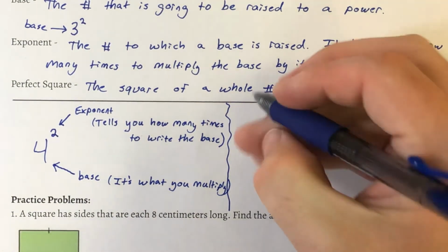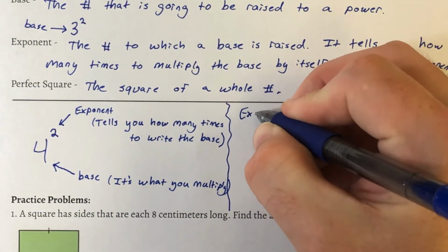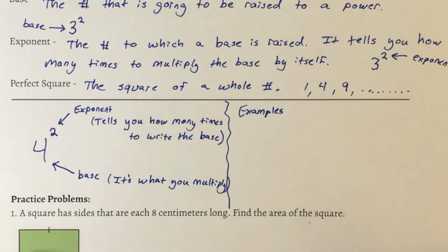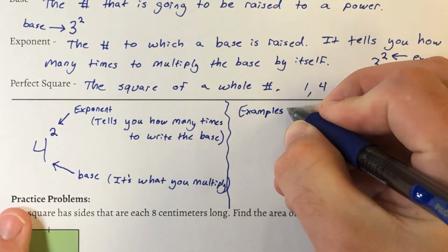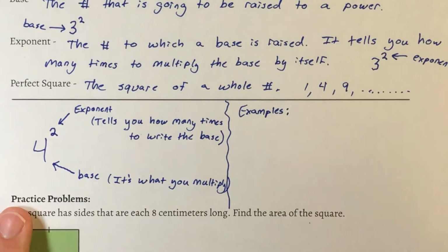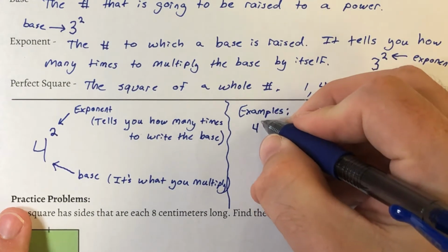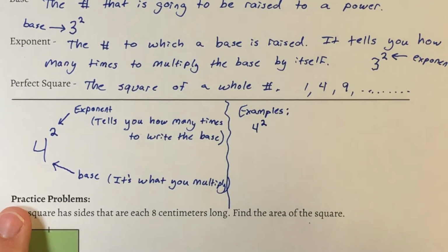All right, so here's a few examples. Even though our focus today is on squares of numbers, so anything to the power of 2 or with an exponent of 2, we are going to look at just a few examples that differ from that. So the first one, we are going to start with a squared problem. So 4 to the power of 2, or 4 squared.